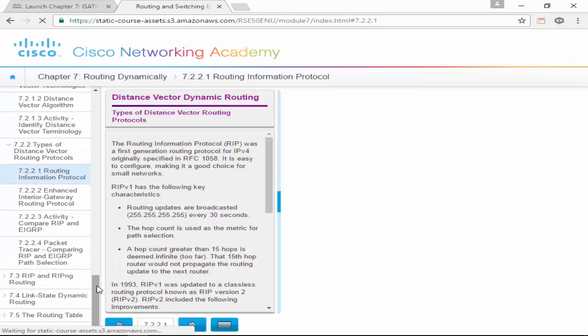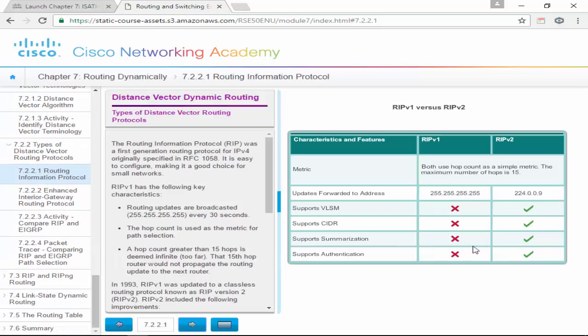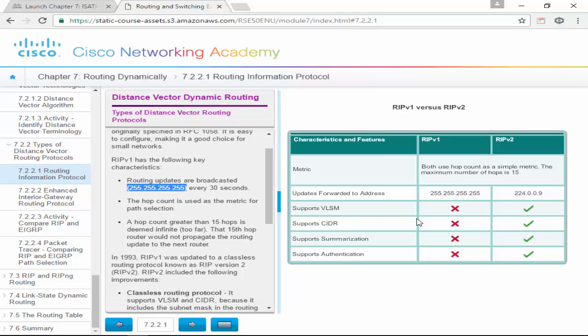But here we are at RIP, which stands for Routing Information Protocol. It is fairly old, and these are the characteristics of RIP version 1. One reason it is bad is it uses the limited broadcast of 255.255.255.255 and sends it every 30 seconds. It does not support VLSM, so it's classful. It does not support CIDR because it's classful. It does not support summarization because it is classful. It does not support authentication.